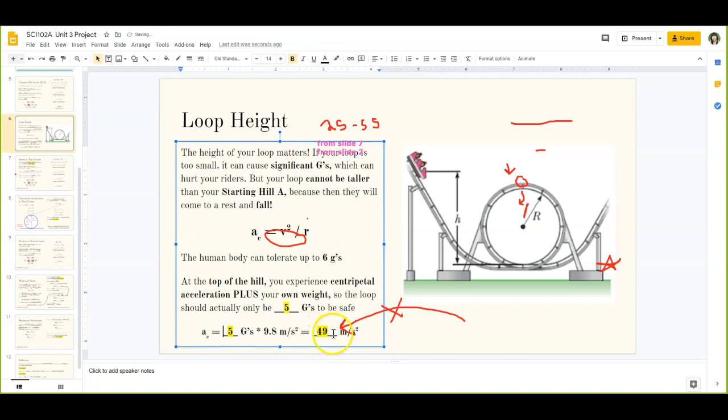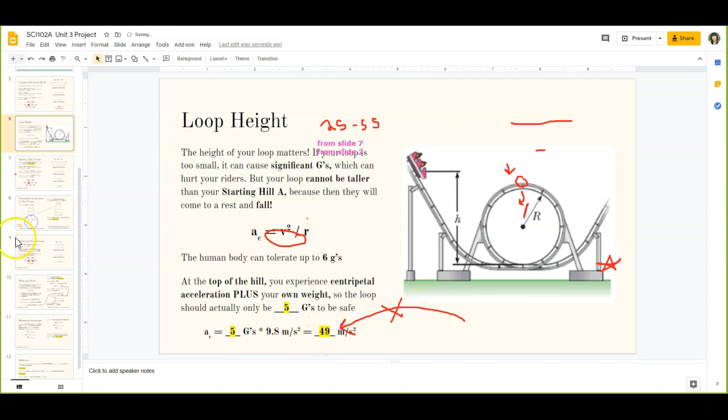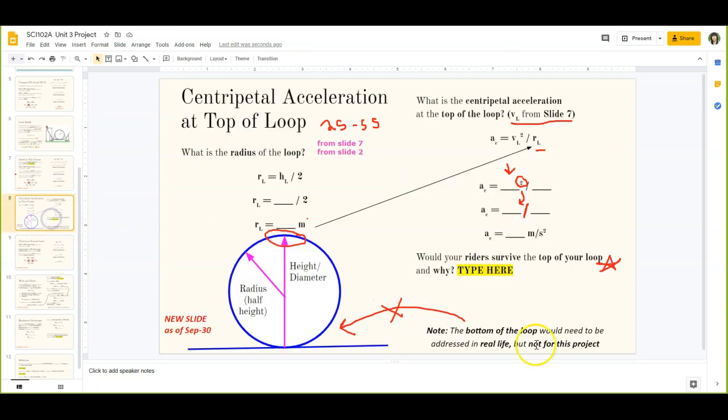All right, so let me go ahead and pop that back over here. So again, this was slide 6. Again, this was already discussed in a previous class. So what you should be thinking about here, right, is if your answer is less than 49 meters per second squared, then they will survive, right? Because that's less than 5 Gs of force.